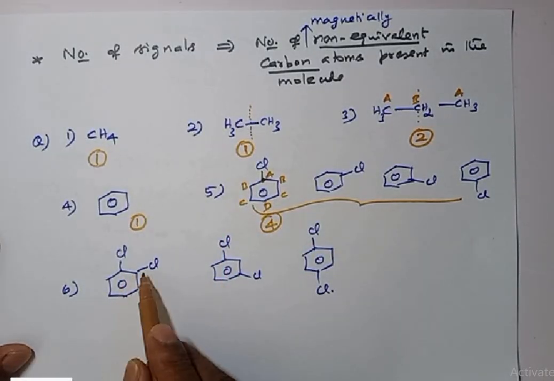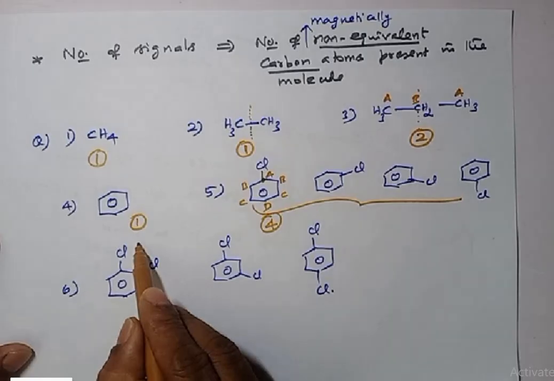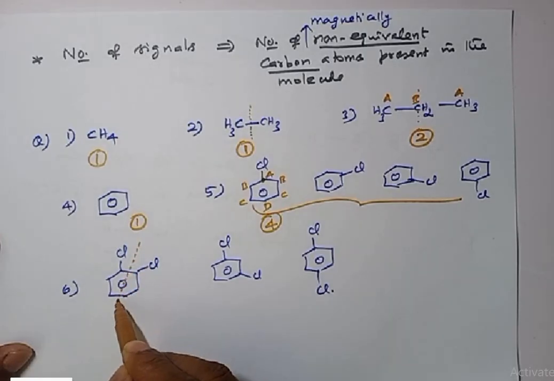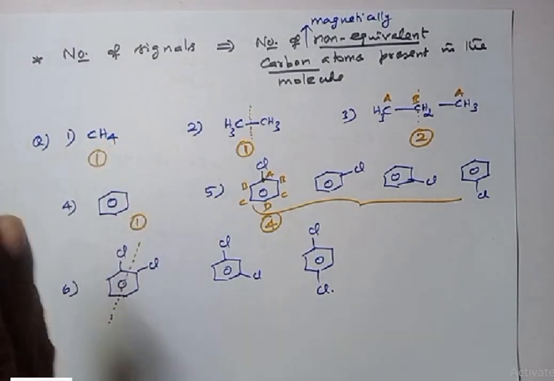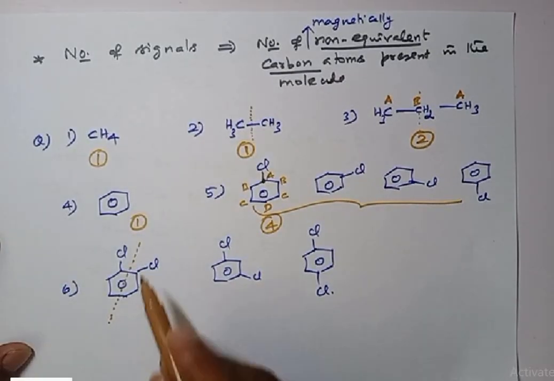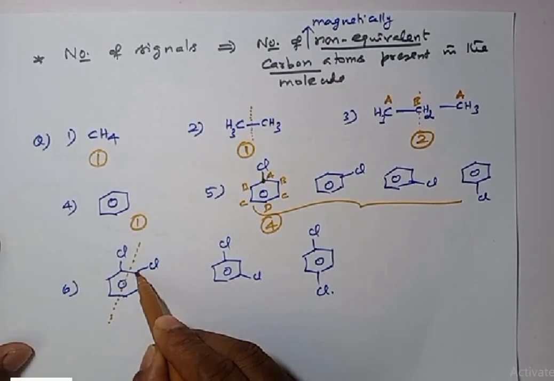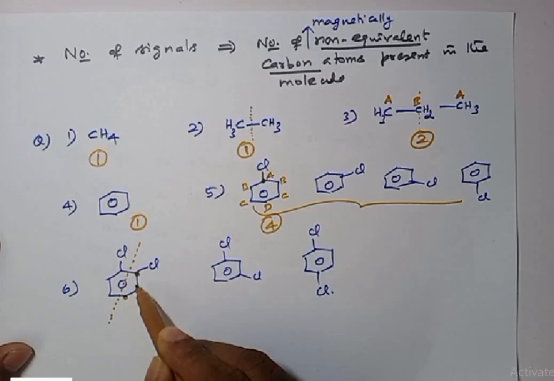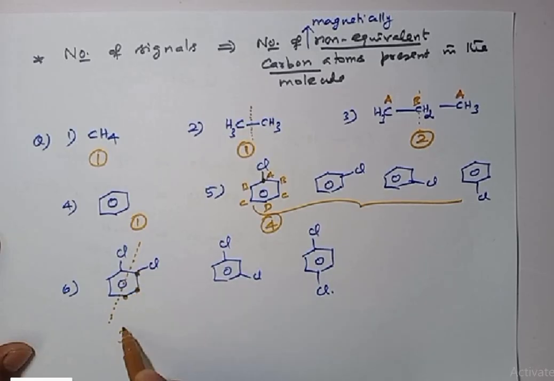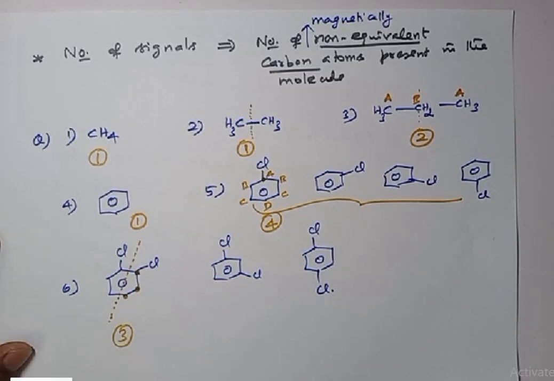Just to make you understand, I have given this point. Then this is orthodichlorobenzene. In orthodichlorobenzene, I can keep a plane here. That plane divides the molecule into 2. Now see here, I have one carbon here, another carbon here, another carbon here. So we have 3 carbons. So we get 3 signals. We get 3 signals in the C13 NMR spectrum.